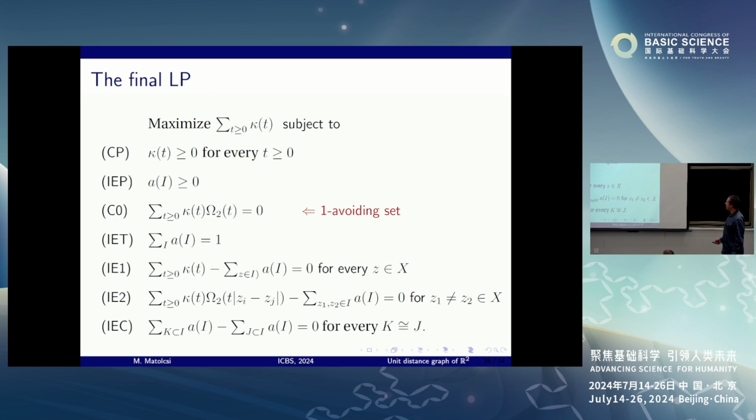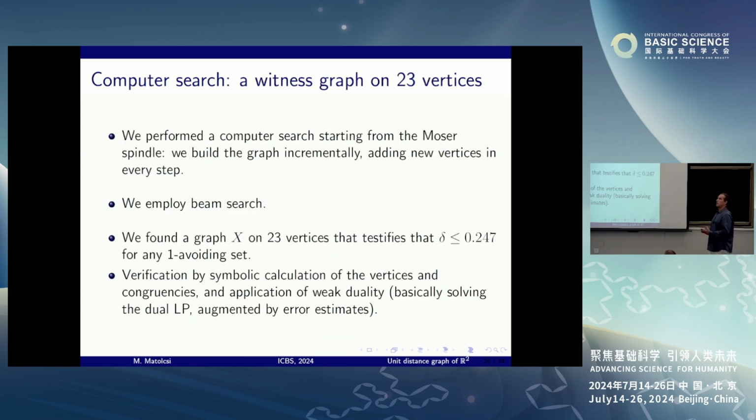And finally, we have these old constraints, which we must not forget. These are the geometric constraints that the atomic variables sitting over a set K or a congruent set J have to add up to the same number. So the difference is 0. So you have all this LP, and this is the target that you want to maximize. And your task is to find a finite set X in such a way that this maximum is strictly smaller than 0.25. And once again, what you do is you launch a computer search and you try to find such a witness.